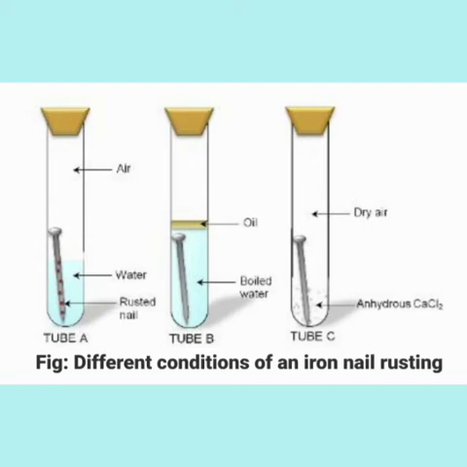After some days, we will find that rusting will take place only in test tube A. Why? Because both air, that is oxygen, and water are present in test tube A. In test tube B, there is only water, no air, so no rusting will take place. In test tube C, there is only air, no water, so rusting will not take place. So I hope it is clear that for rusting, both presence of air and moisture is a must.